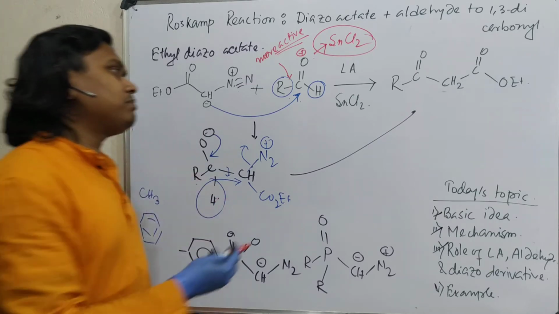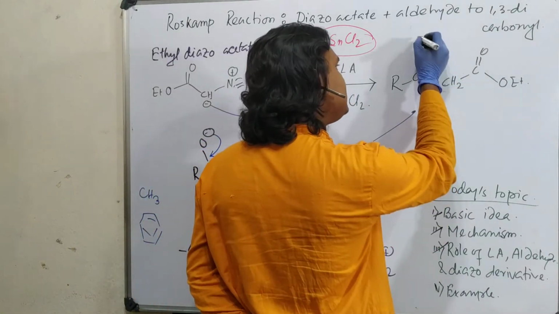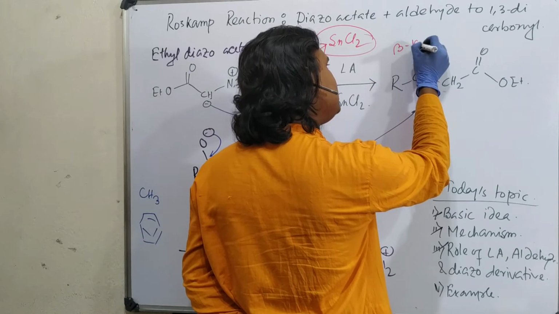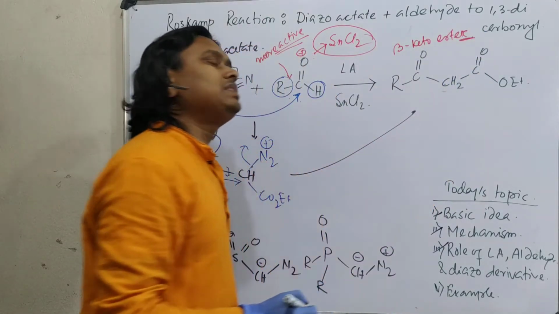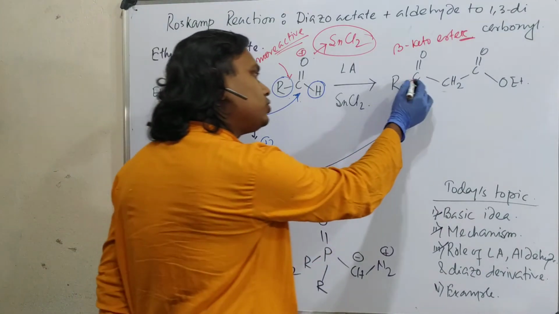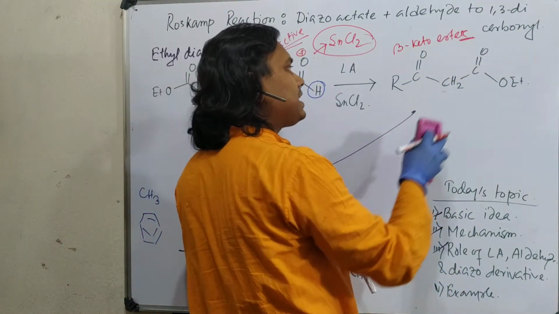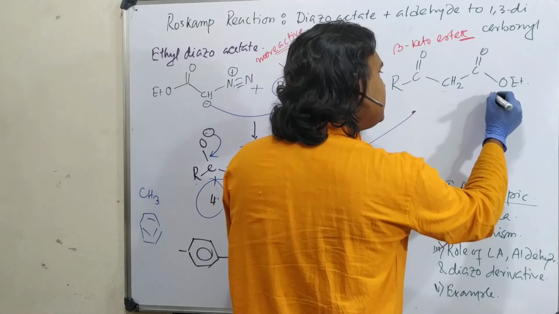Now the question: what is the benefit of this compound? Actually, this is called a beta keto ester. Why is this compound important? See, this is actually a 1,3-dicarbonyl compound, or you can say this is actually an active methylene group.